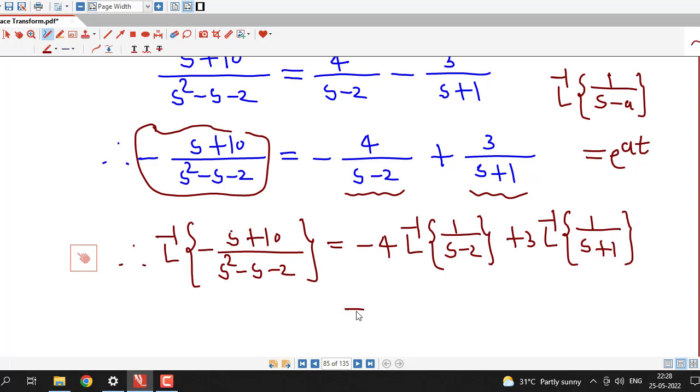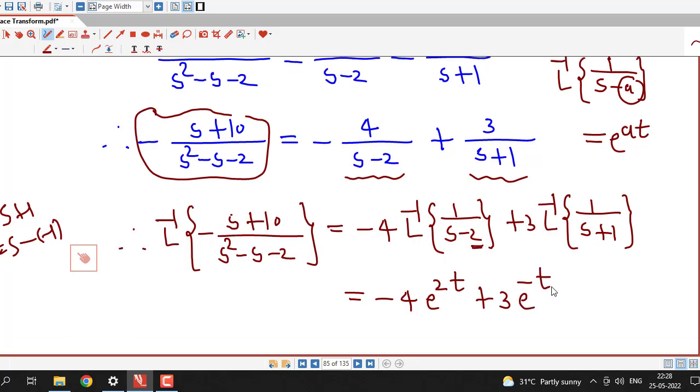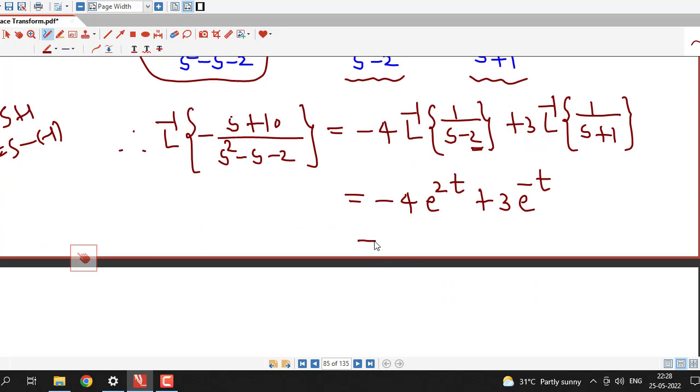Using this formula, if we compare with s minus a, the value of a is 2. So this is minus 4 times e raised to 2t, plus 3. If we write s plus 1 as s minus minus 1, then the value of a is minus 1. So this is 3 times e raised to minus t, and this we can rewrite as 3 times e raised to minus t minus 4 times e raised to 2t. So this is the required inverse Laplace transform.